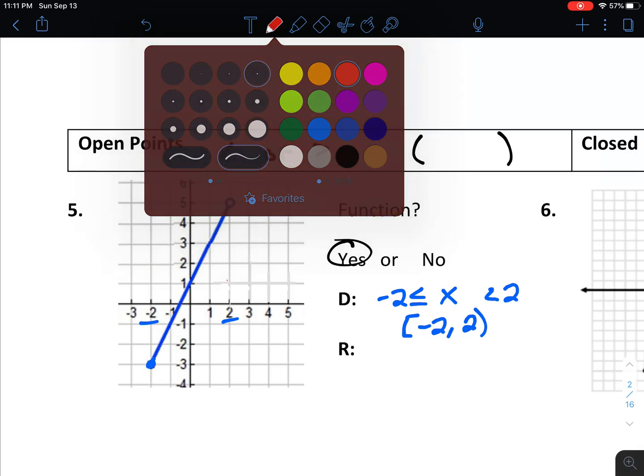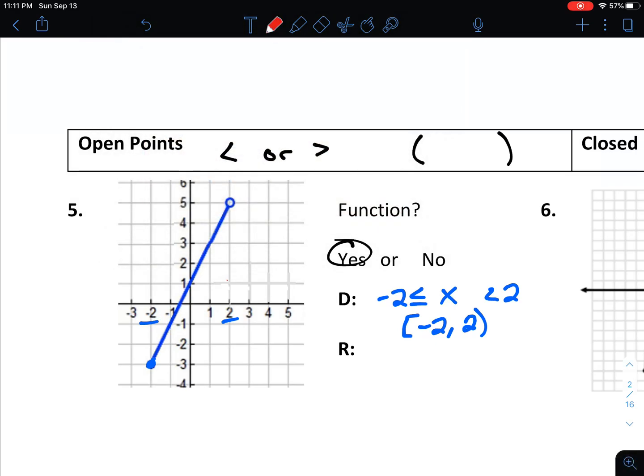For the range, we'll do something similar, but we'll look at y values. So the y values were between our negative 3, again less than or equal to since it's a solid point, and positive 5, in this case just a less than sign because it's an open point. And then again for interval notation, you would say negative 3 comma 5. Negative 3 would have the square bracket, 5 would have the parenthesis.